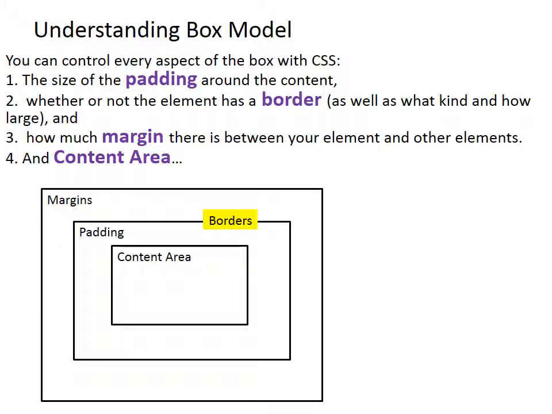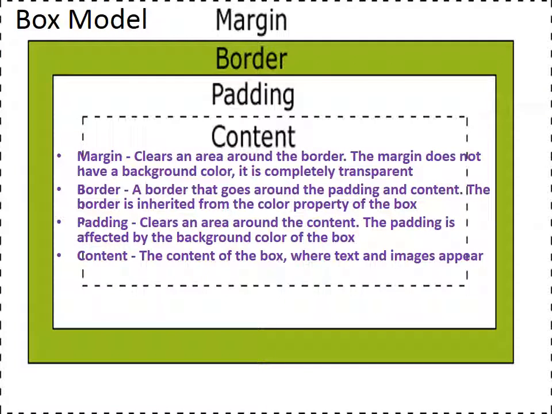When you format some content explicitly, there are margins, padding, border, and content area. Margin clears an area around the border. The margin does not have a background color. It is completely transparent. A border goes around the padding and content. The border is inherited from the color property of the box.